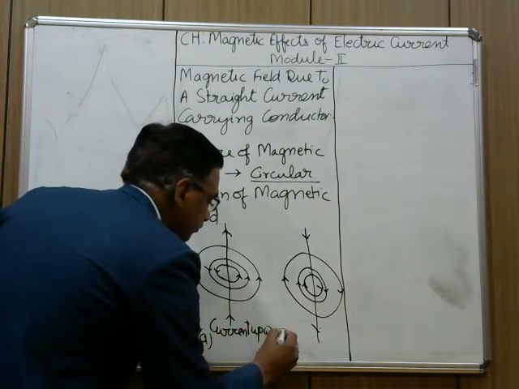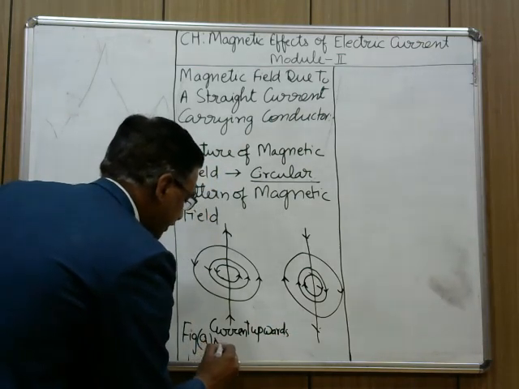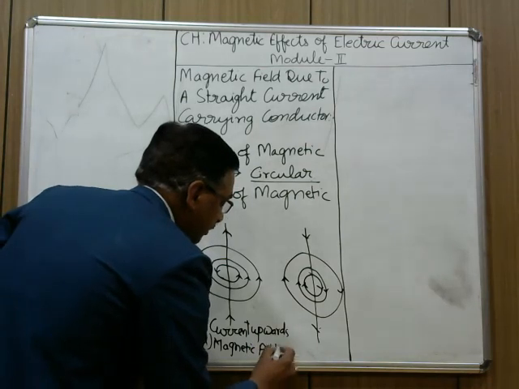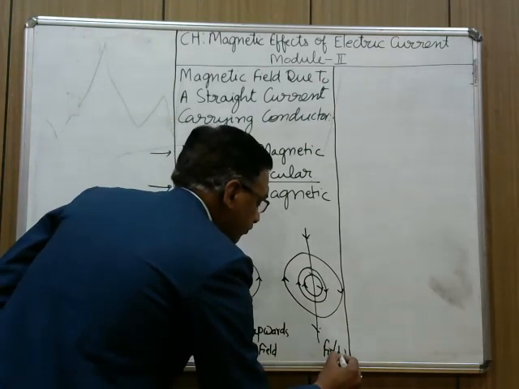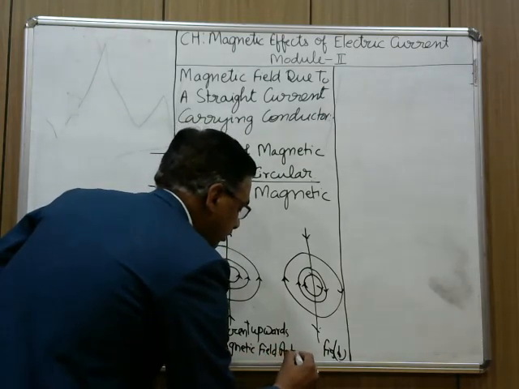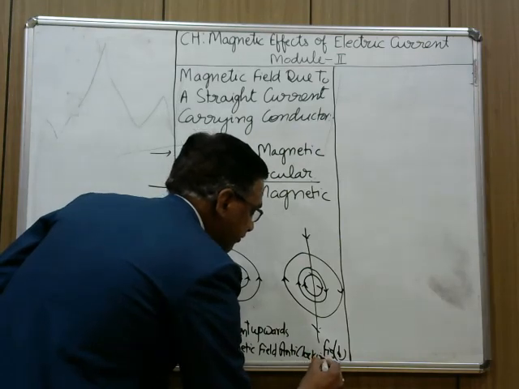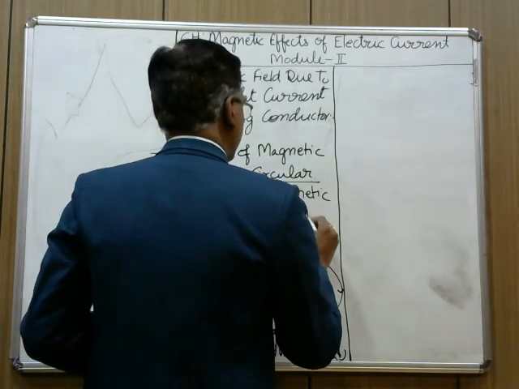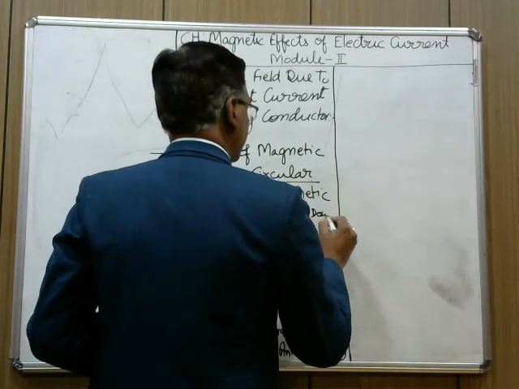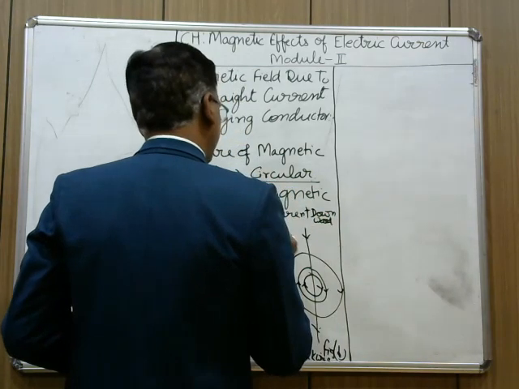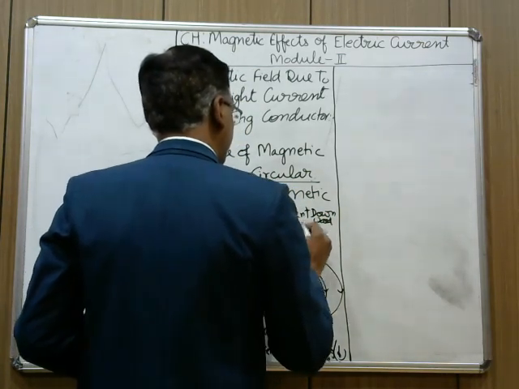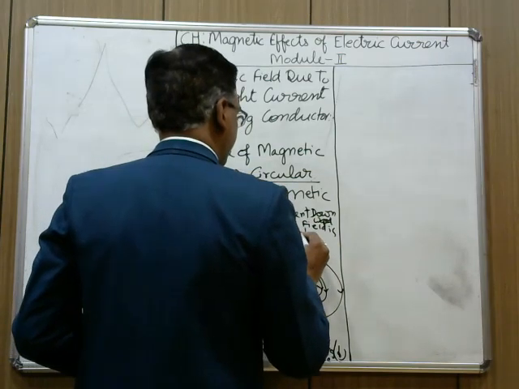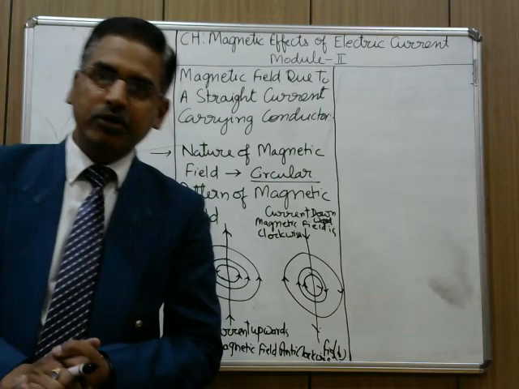Figure A: current upwards, magnetic field anti-clockwise. This is figure B: current downward, magnetic field is clockwise. These are the two important points which you need to take care of.